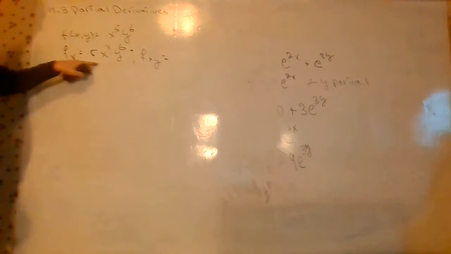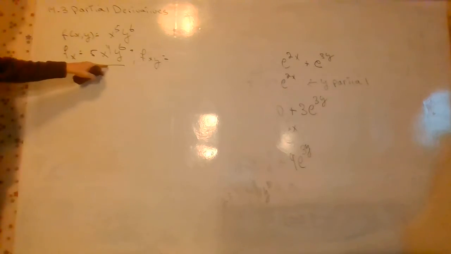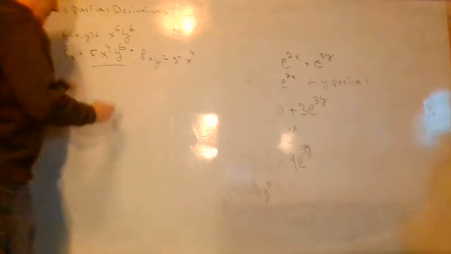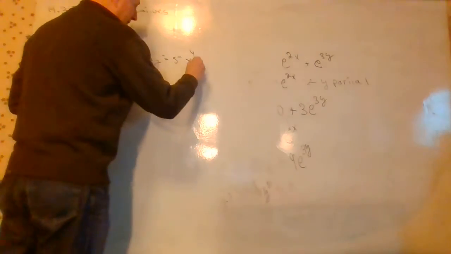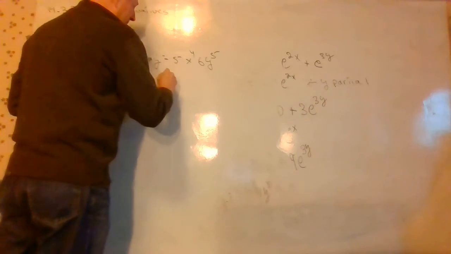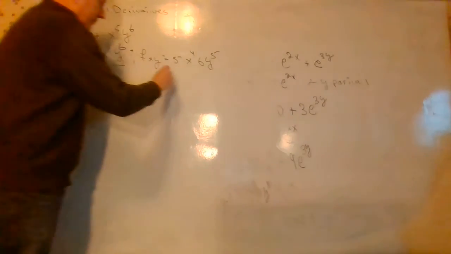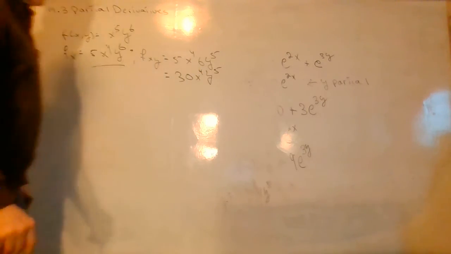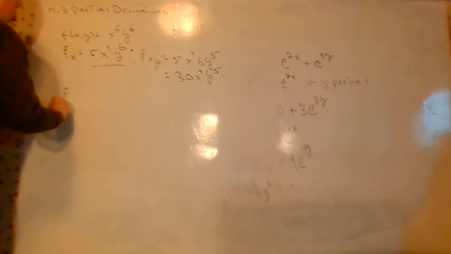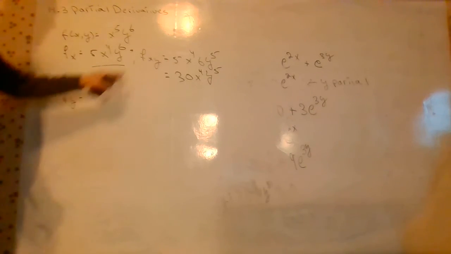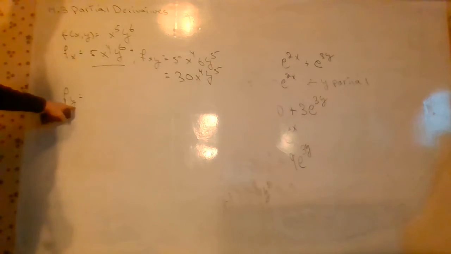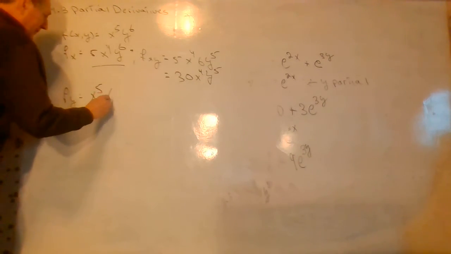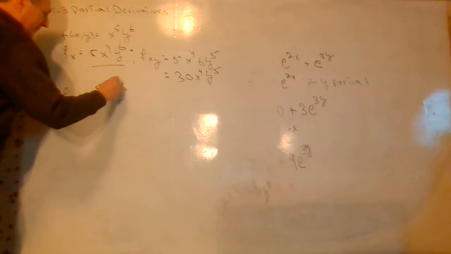And so we're going to do a y partial of this derivative right here. So we get 5x to the fourth, and then we do a partial of y to the sixth and get 6y to the fifth. Of course, we can simplify that to 30x to the fourth, y to the fifth. Now let's reverse this. Let's do y first and then x. So we'll do a y partial up here, and we get x to the fifth times 6y to the fifth.